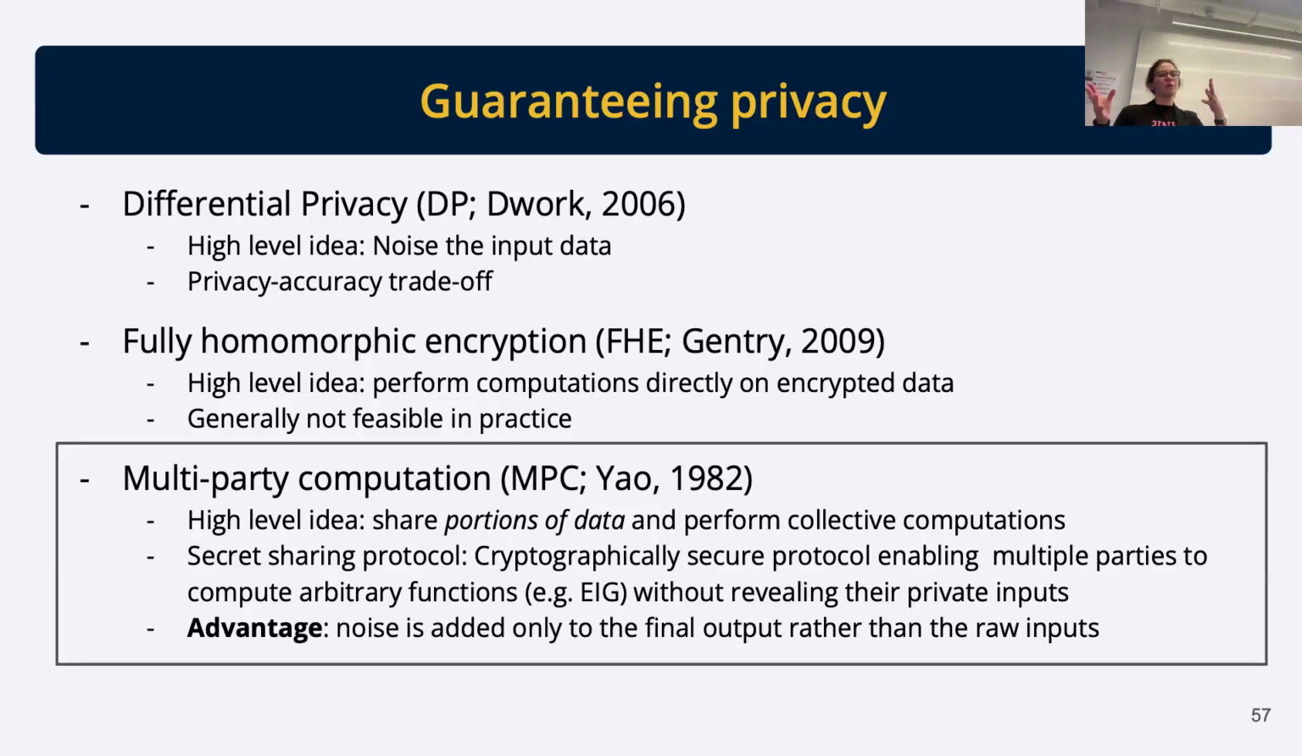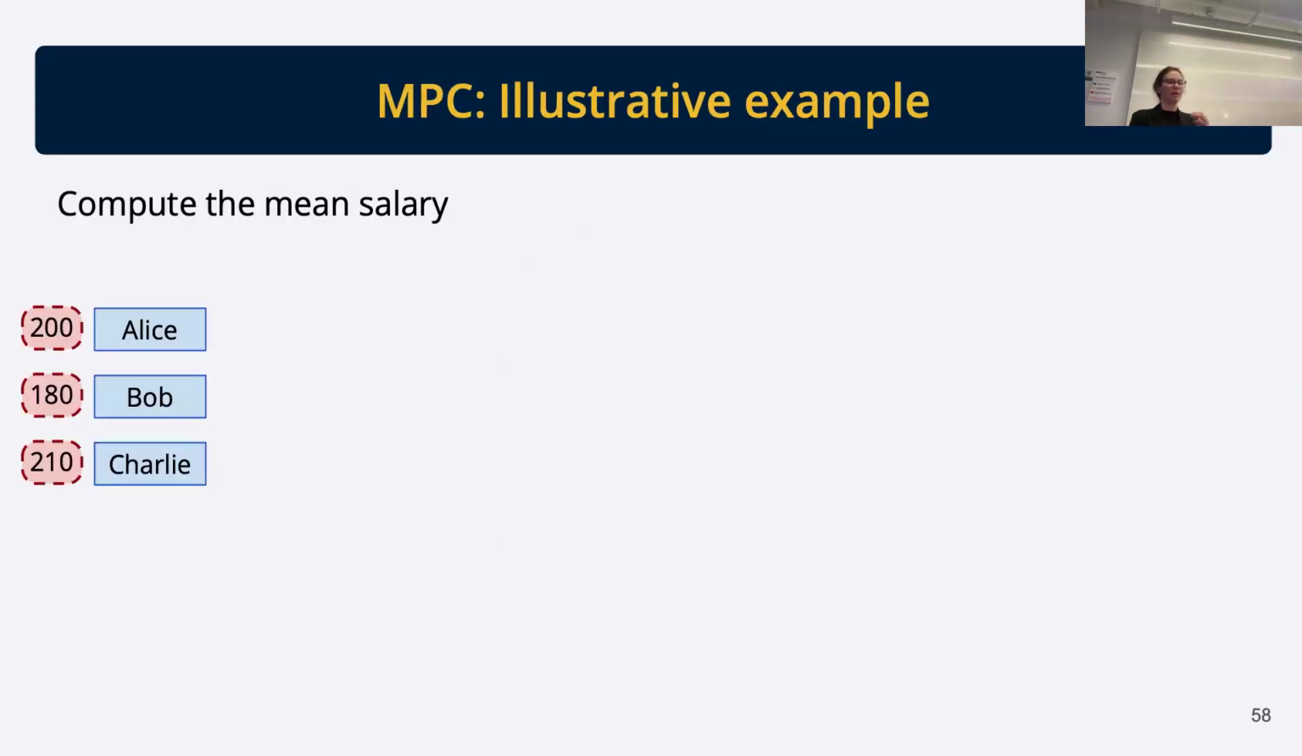So we'll be using multi-party computation, and we'll be comparing to differential privacy. The reason we're doing MPC is that adding the noise at the very end, rather than at the input stage, will really bring your accuracy to a level that is actually acceptable. Does anyone know what MPC is? No, okay. So I'll give you a quick example.